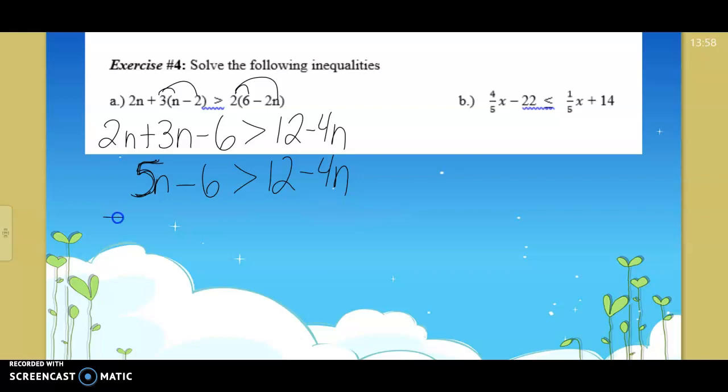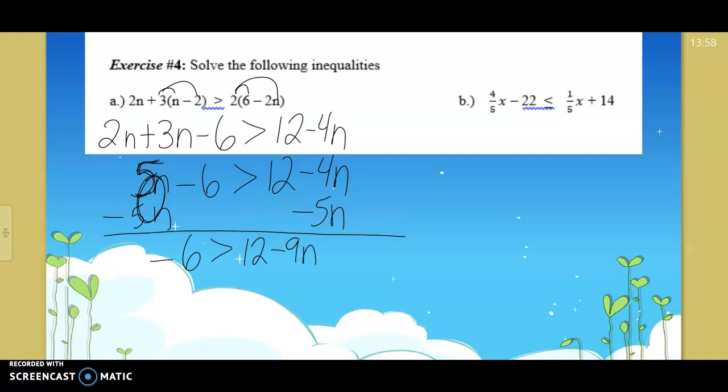Ready? I'm going to subtract 5n, and that means I'm going to move things to the right. So my variable is going to end up over here. You'll see why that's not the greatest move in a moment. But for right now, this is going to 0 out. That makes 0, so we don't have to write it. Still greater than, even though I subtracted, doesn't change the sign, 12 minus 9n. We're going to keep doing what we do and subtract 12 on both sides.